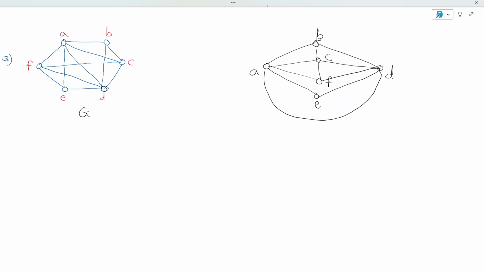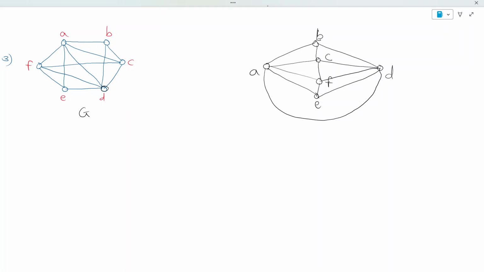Vertices adjacent to F are A, C, D, E. AC is drawn. FC is drawn, FA is drawn, FD is drawn, FE. So I have drawn all the edges.